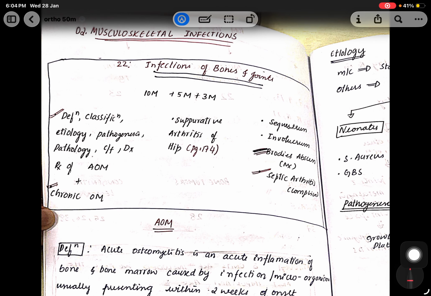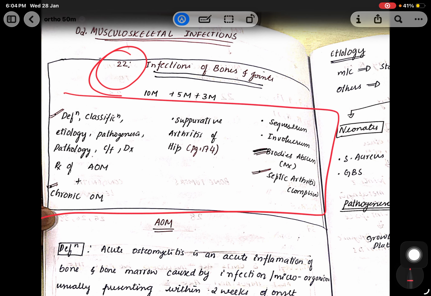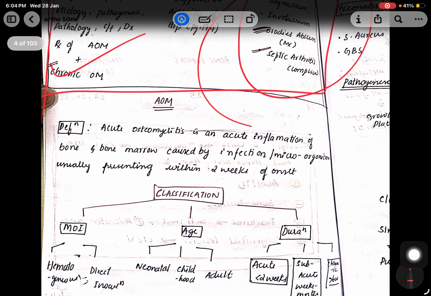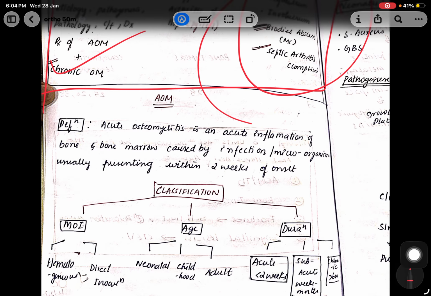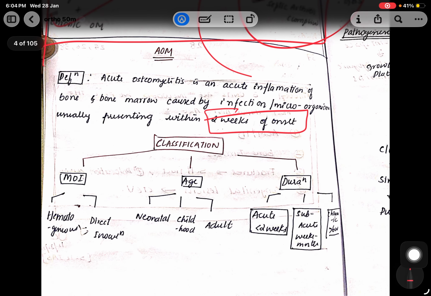Okay. Musculoskeletal infection. That is the 22nd lesson of your Singhi or Maheshwari, whatever you are following. These are the questions which are asked. You might get an acute osteomyelitis case or a chronic osteomyelitis case, and also these are the 3 markers which you are expected to know. Definition, that is nothing but first you need to know. Everybody will learn it is due to the infection of bone. Important thing is the duration.